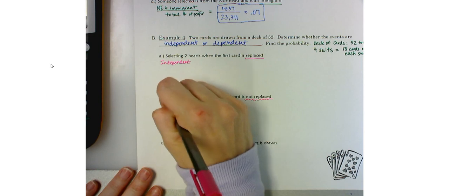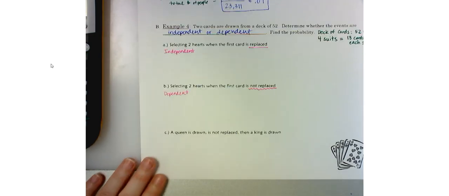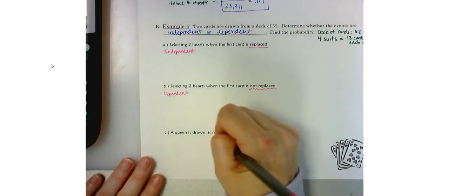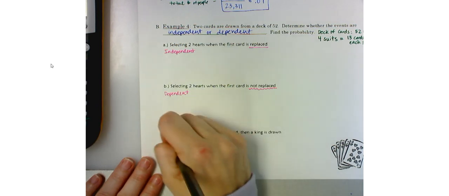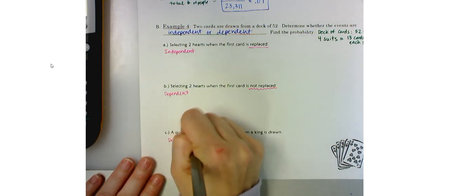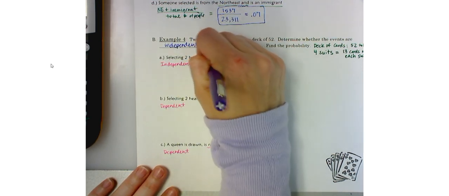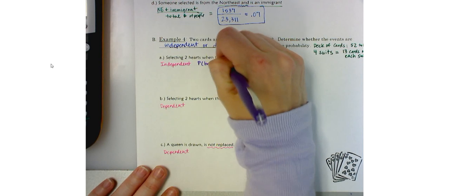All right, if you have an independent event, we know that you would multiply the probability of A times the probability of B. In this case, it says selecting 2 hearts. So this is the probability of drawing a heart multiplied by the probability of drawing a heart. So drawing the first heart, there's 52 cards. How many of each suit are there? 13. These are ones that you do have to reduce. And then because it is replaced, it doesn't change, so it is 13 over 52.